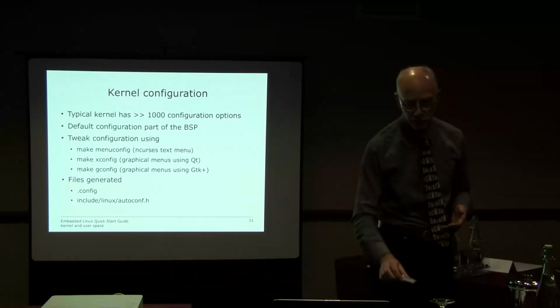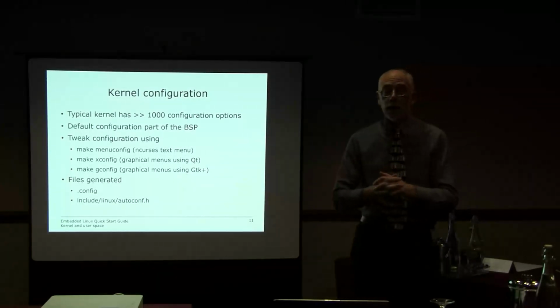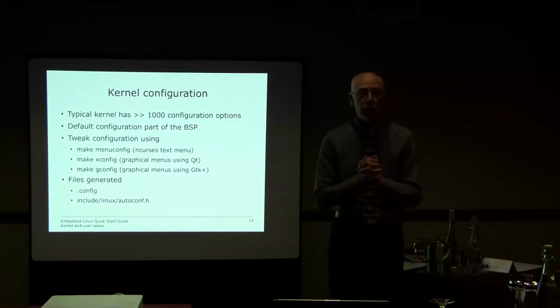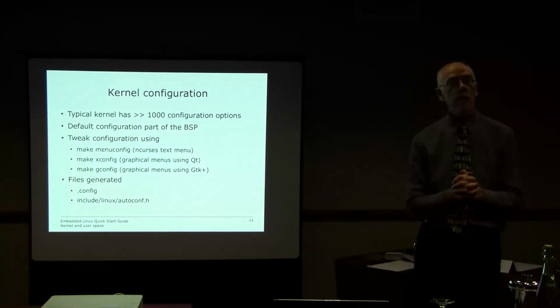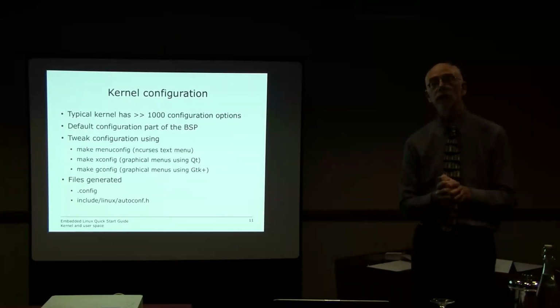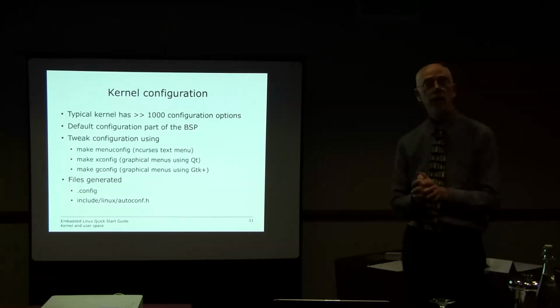Configuration then. A Linux kernel typically has much more than 1,000 configuration options. And getting those right can be quite tricky. And in some cases, getting just one of them wrong means that your kernel won't boot. So it's kind of crucial.